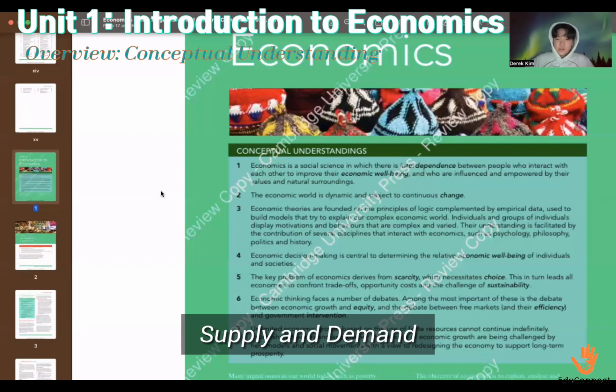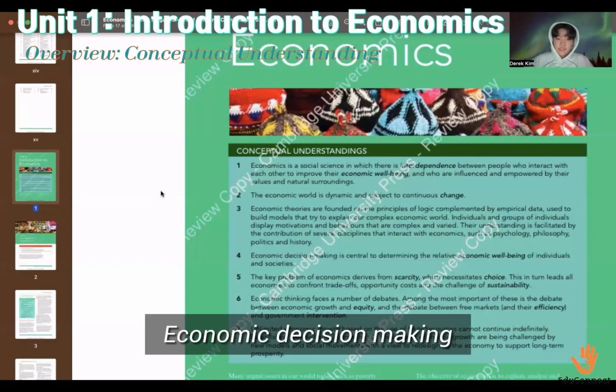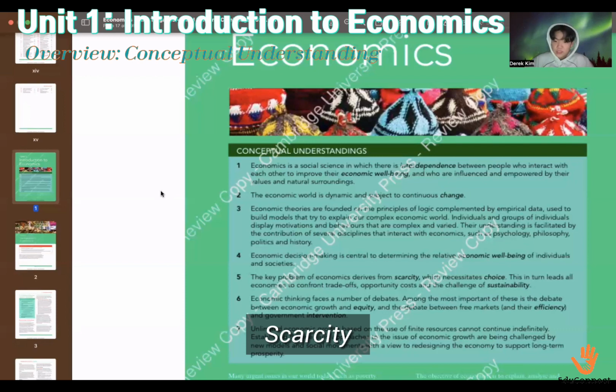Economics has a lot to do with human behaviors, of how companies react in markets, how global economies are affected, how governments regulate interest rates. These are called macroeconomic policies, which we'll learn later on. It's a mix of a lot of things. If we continue, economic decision making is central to determining the relative economic well-being of individuals and societies. The key problem of economics derives from scarcity, which necessitates choice. This in turn leads all economies to confront trade-offs, opportunity costs, and the challenge of sustainability.